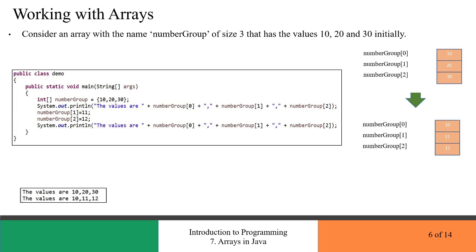As part of the next line, we are trying to assign the value of the second element, that is, number group of 1 to 11, and the value of the third element, that is, number group of 2 to 12. Thus, the array, which looked like this initially with the numbers 10, 20, and 30, has now been changed to 10, 11, and 12. To understand if this change has happened, let us try to display the numbers in the array. We are using the same print statement to display the elements in the array, and the output is the values are 10, 11, and 12. This is how we can modify the elements of an array once they have been created.